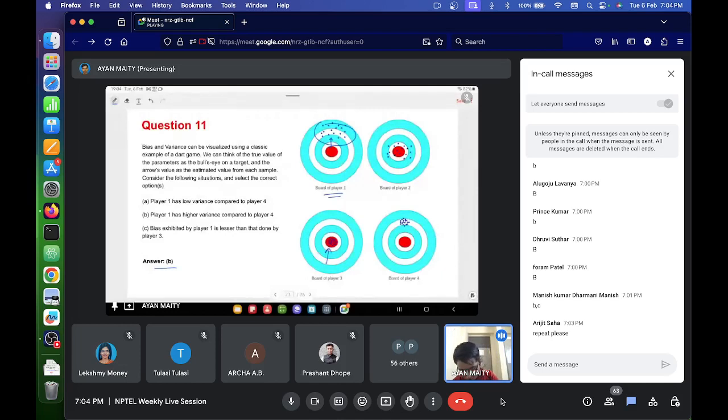And for player 4, bias is high because the estimated values are not anywhere close to this red region which is our target, so bias is high, and variance is low because the points are all concentrated within this small region. So this is how you can analyze whether the bias is high or low, or the variance is high or low.